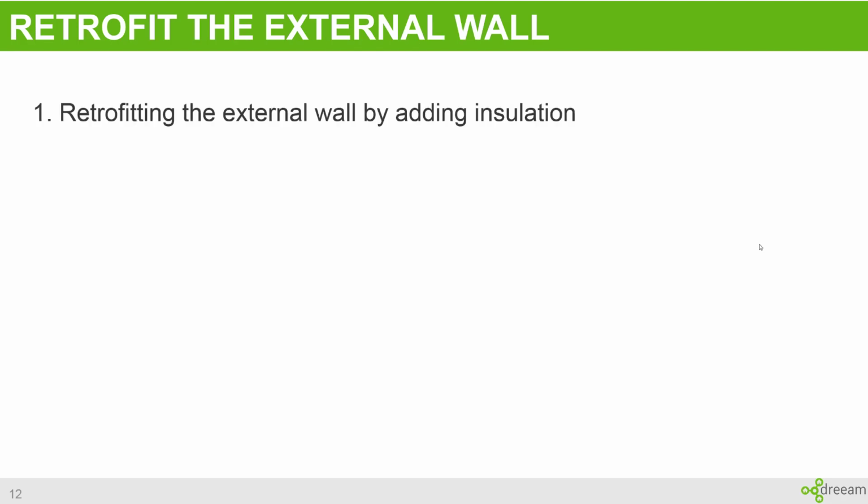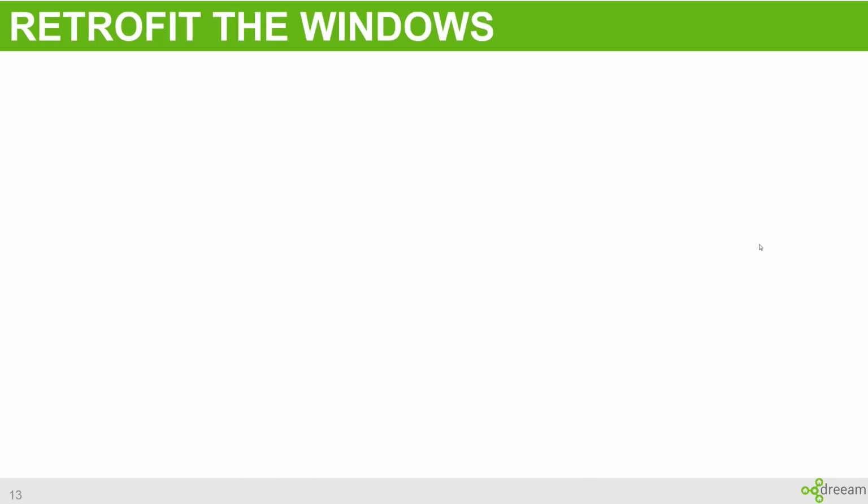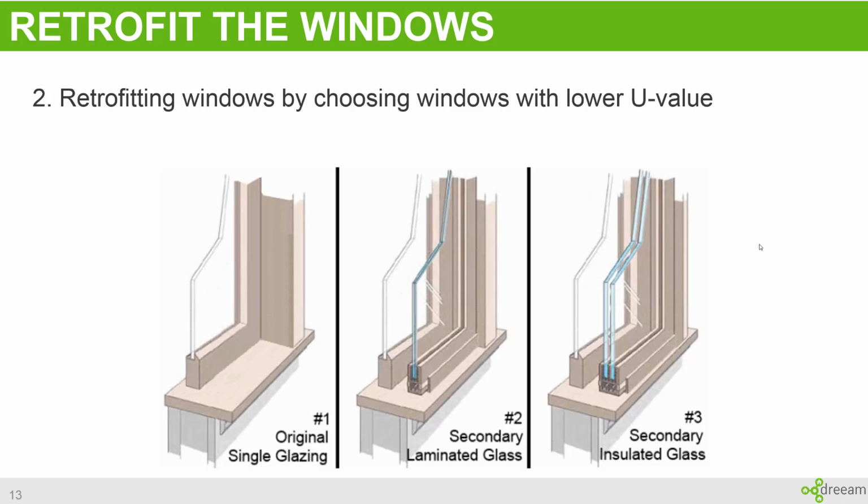How do we retrofit the external wall? We retrofit the external wall by adding insulation in sandwich form. We have an internal layer and an external layer, and we add insulation between them. Retrofitting the window is done by selecting a window with a lower U value, so we can choose a single glazed window, a double glazed window, a triple glazed window, and different types of windows.